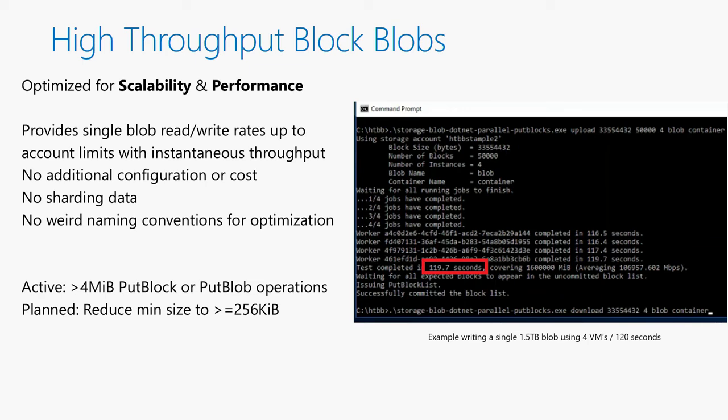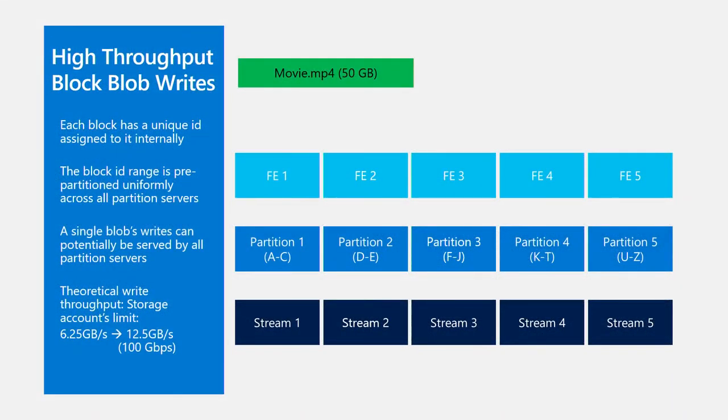So how does this work? Blob storage has 3 main layers. We have the front-end servers, the partition servers, and the stream layer. The stream layer is where your data is stored. So you're uploading a 50 gig file, and we automatically assign a unique ID to it. These go to the front-end servers, and the front-end servers write it to the partition servers and then store it durably on the stream layer.